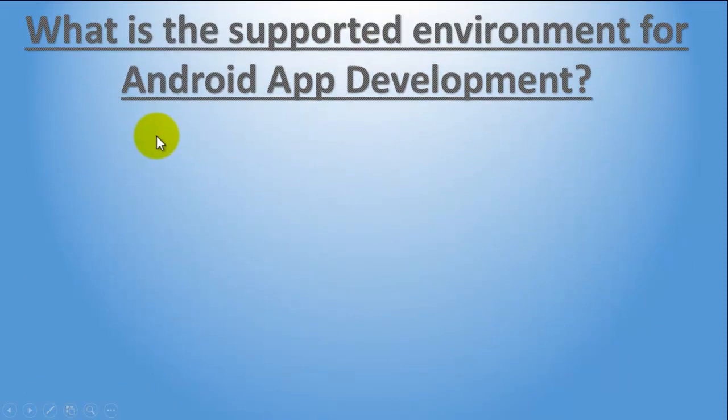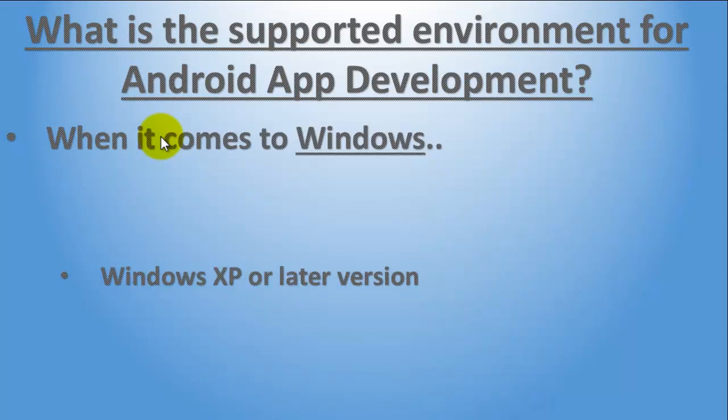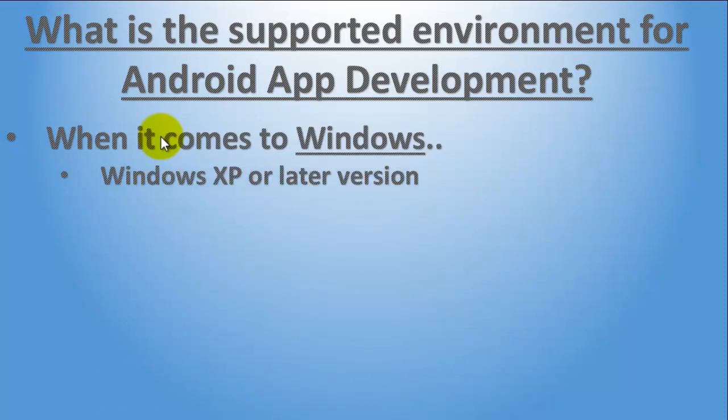So the first one we are going to check is what is the supporting environment for Android app development. When it comes to Windows, XP or later version would be necessary to develop an Android application. So that is for installing the Android IDE, you need at least Windows XP or later version.